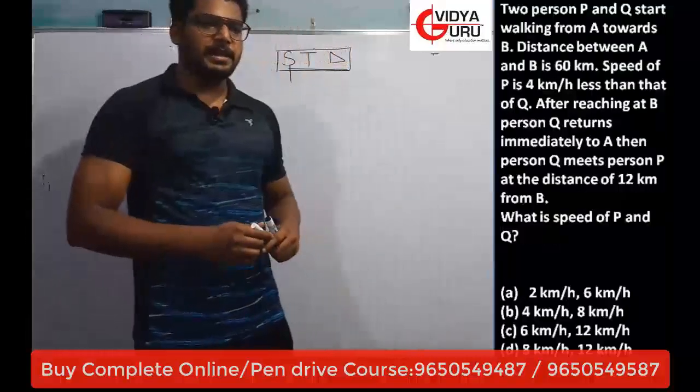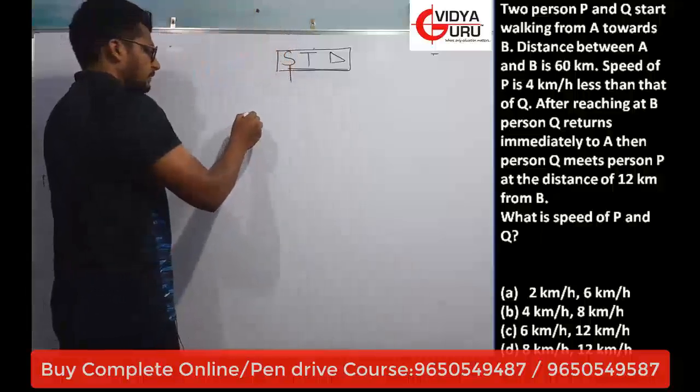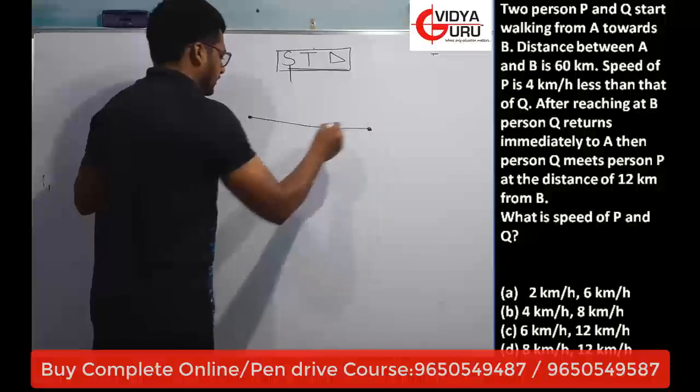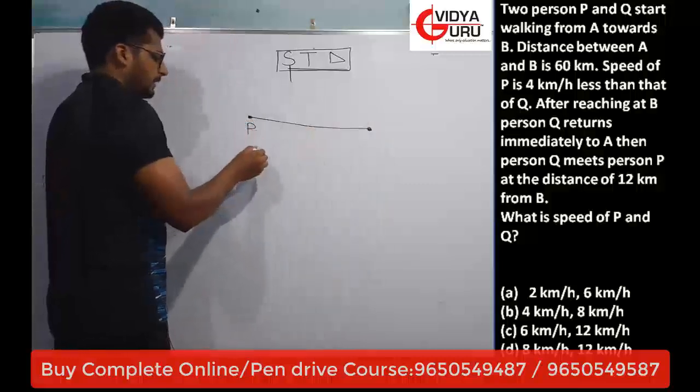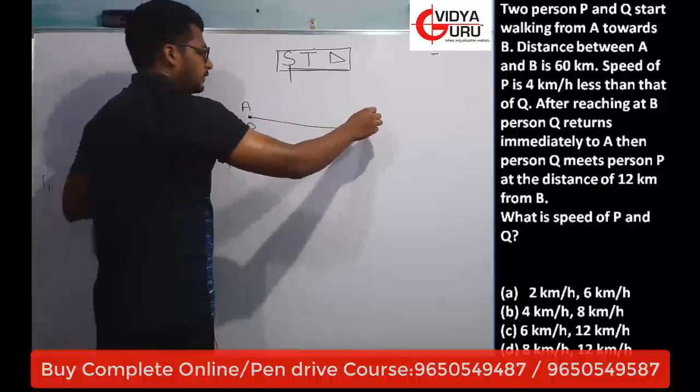What second question is saying? This is very important question. Question is saying, two persons P and Q started from point A towards B.